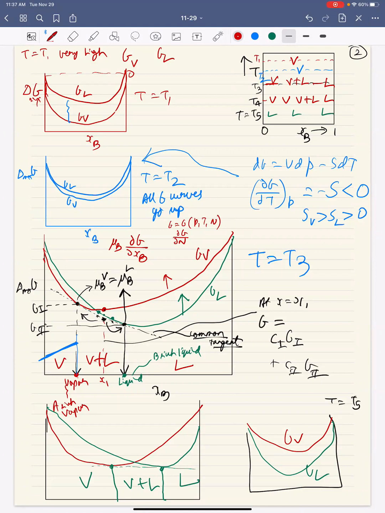Go ahead. Does it mean that if I have some kind of low alcohol mixture and I want to get strong alcohol, I cannot do it with only one distillation cycle? No, you have to repeat.